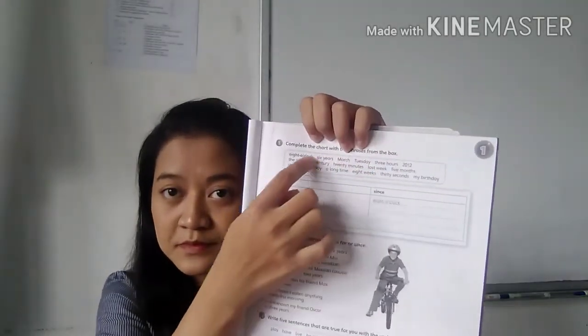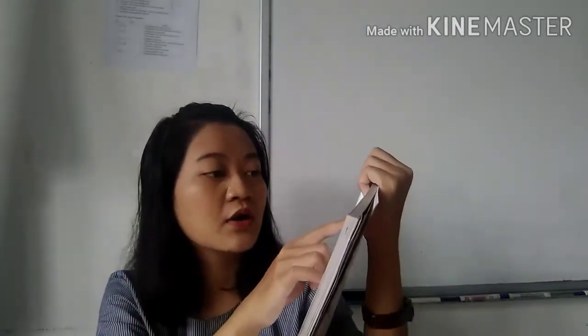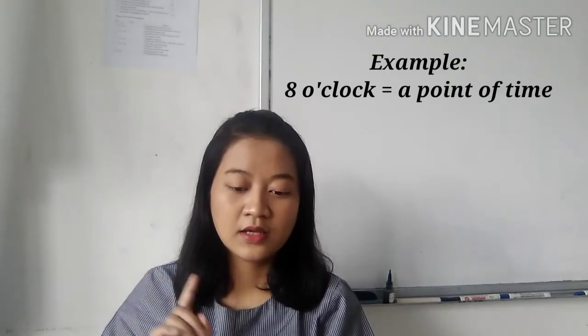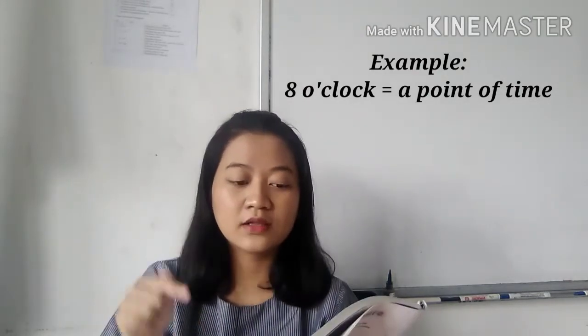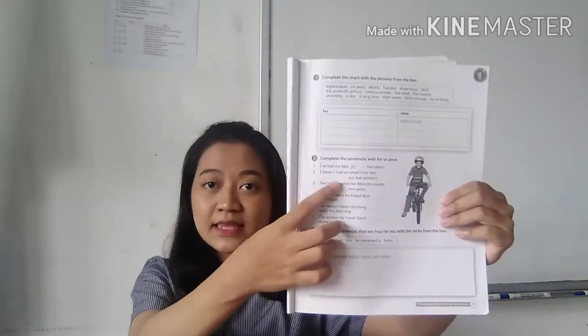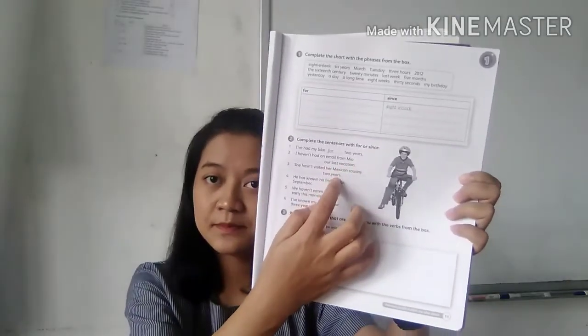So please write those time periods or points of time in for or since. For example, 8 o'clock. 8 o'clock is a point of time, so you should write 8 o'clock in the since column. For Part 2, please complete the sentences with for or since. So please pay attention to the time.